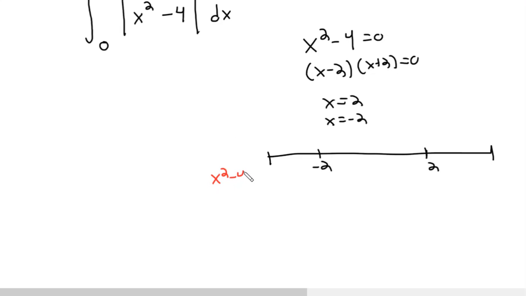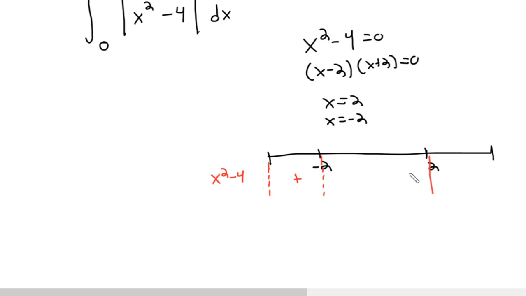So I'm going to look at x squared minus 4. Where is it increasing? Where is it decreasing? So I'm going to plug in some value to the left of negative 2. Let's just try negative 100. That would definitely be positive because negative 100 squared is some really big number. Positive number, minus 4.